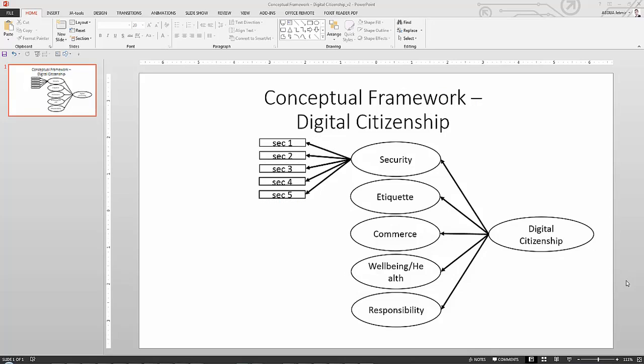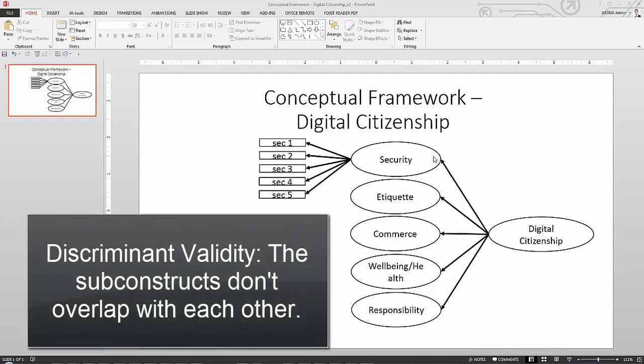Back to the construct validity. We mentioned we have convergent and discriminant. What do we mean by that? Discriminant means that these subconstructs, security, etiquette, commerce, well-being, health, and responsibility, do not overlap with each other. So security and etiquette are different subdimensions or different subconstructs.